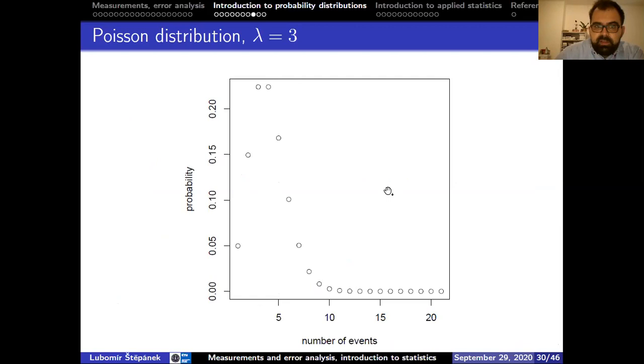So considering, for example, the Geiger-Müller counter and the radioactive source, let's consider that in 20 seconds we got on average three hits. Then this is just the plot of probabilities for given numbers of these events, the number of emissions. If I got 3 or 4 emissions, this is far more likely than, for example, only 1 emission or 15 emissions. It's very unlikely to get, for example, 20 emissions in 20 seconds if the average rate is somewhere around 3 emissions per 20 seconds. So we can see that the plot is relatively right-skewed.